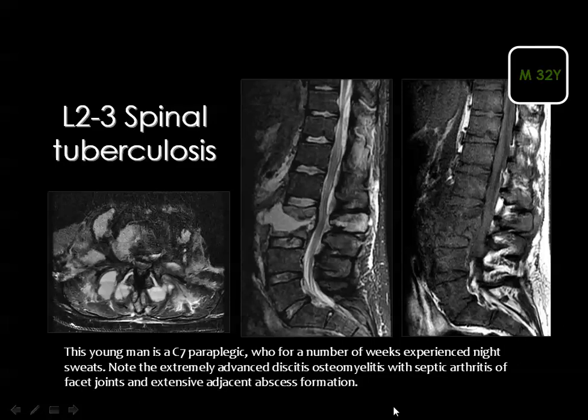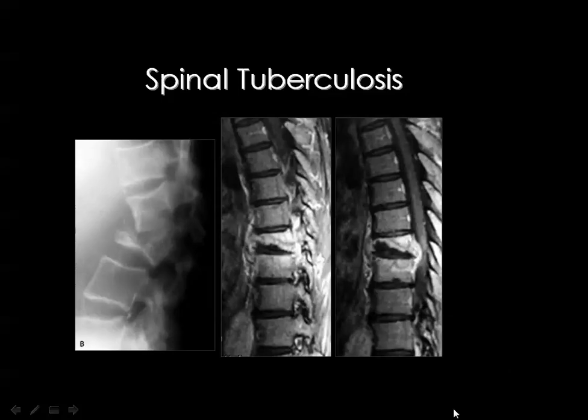And this is also an example of tuberculous osteomyelitis at L2-3 level. There is subtotal destruction of L2 and L3 vertebral bodies with involvement of the intervening disc space, as well as multiple para- and retrovertebral abscesses involving the psoas muscle as well as the back muscles.